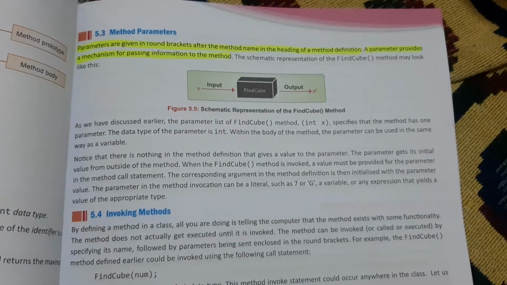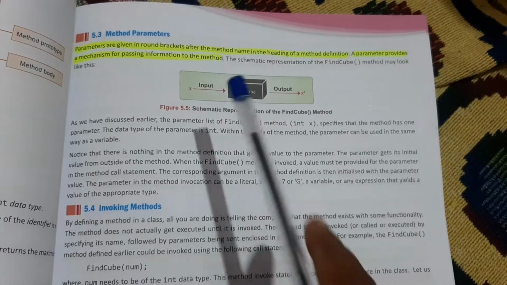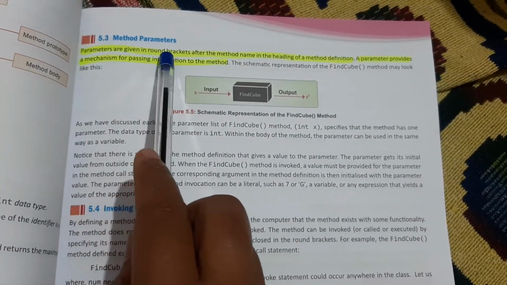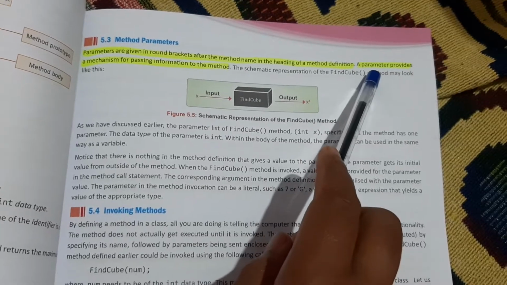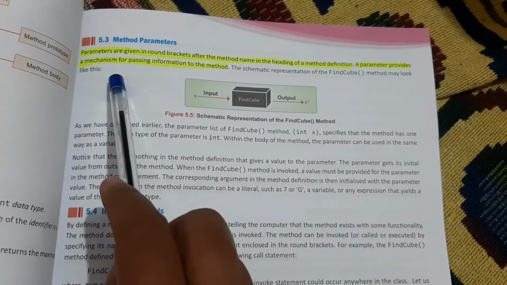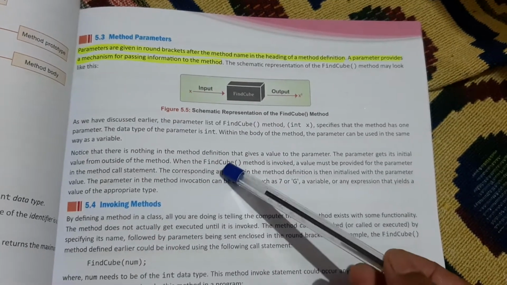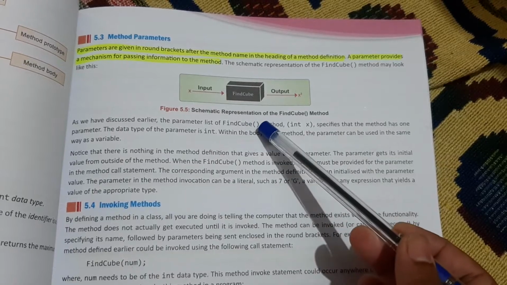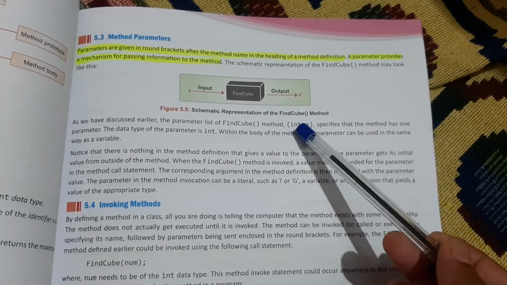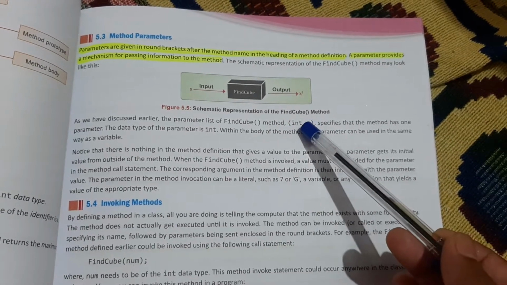Good morning, students. We are going to see today what a method parameter is. Parameters means whatever you write within the round brackets. So what is the purpose of the parameter? A parameter provides the mechanism to pass information to the method. In the example given here, findCube is a method, and within this bracket, if I'm writing int x, then this is called a parameter.